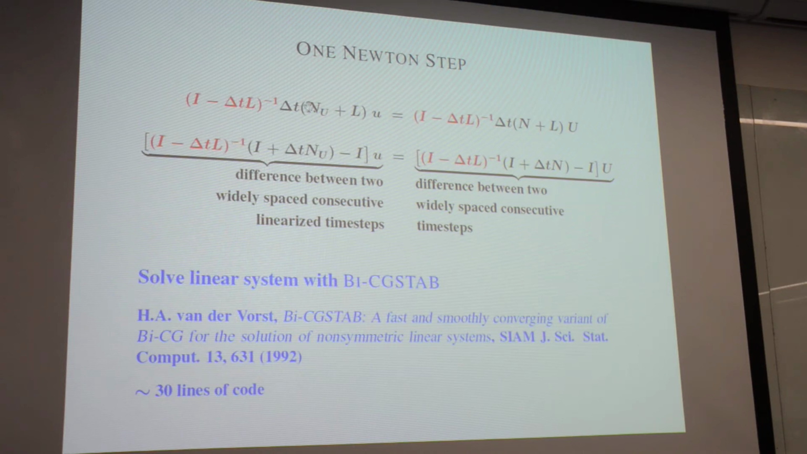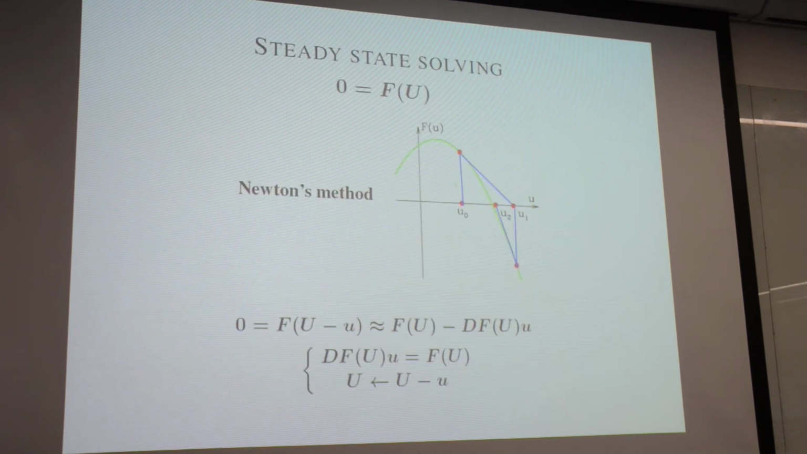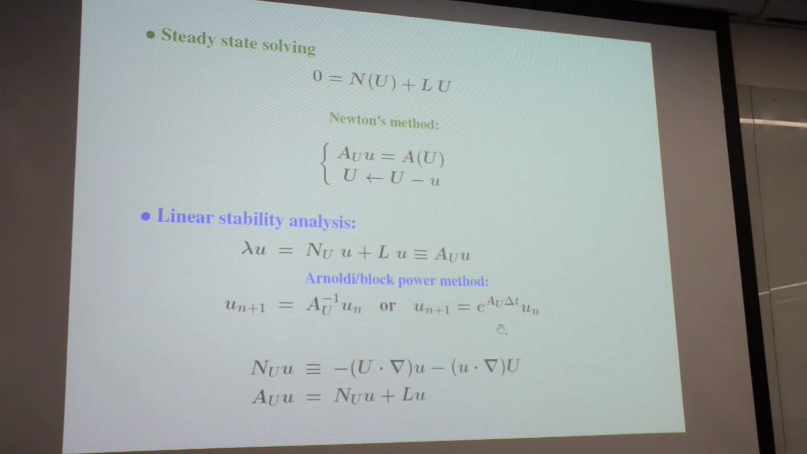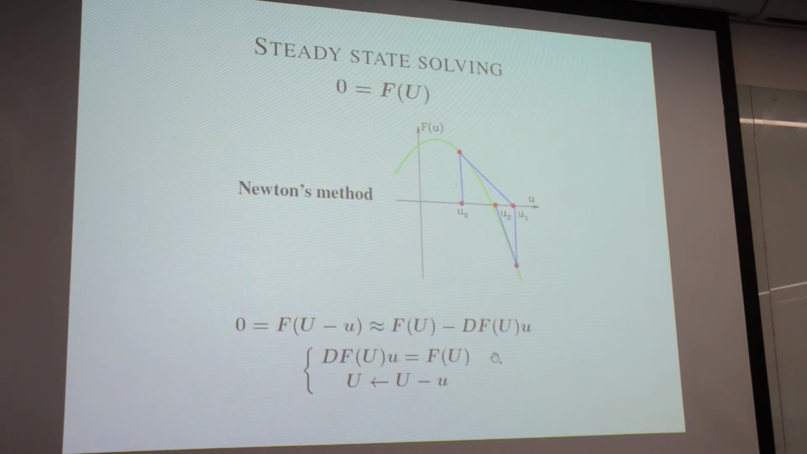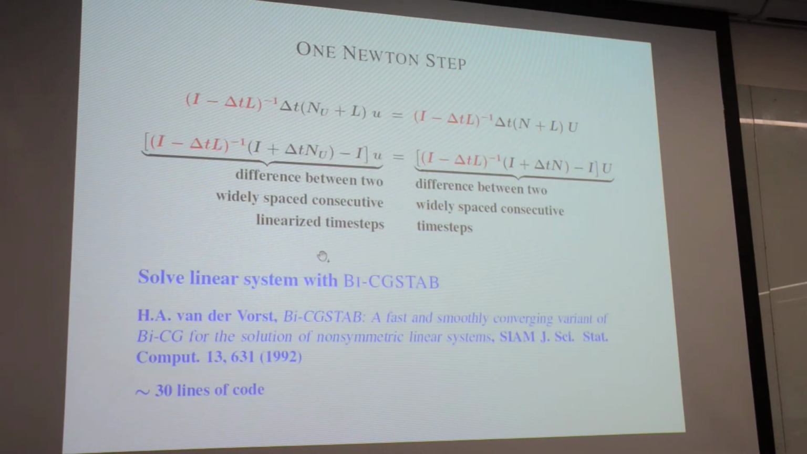And over here, I have the same thing, but the linearization, like the derivative. Instead of N, I have N sub u. So on the right-hand side, I had capital U dot grad u. And on the left-hand side, I've just replaced that by big U dot grad little u plus little u dot grad big U.